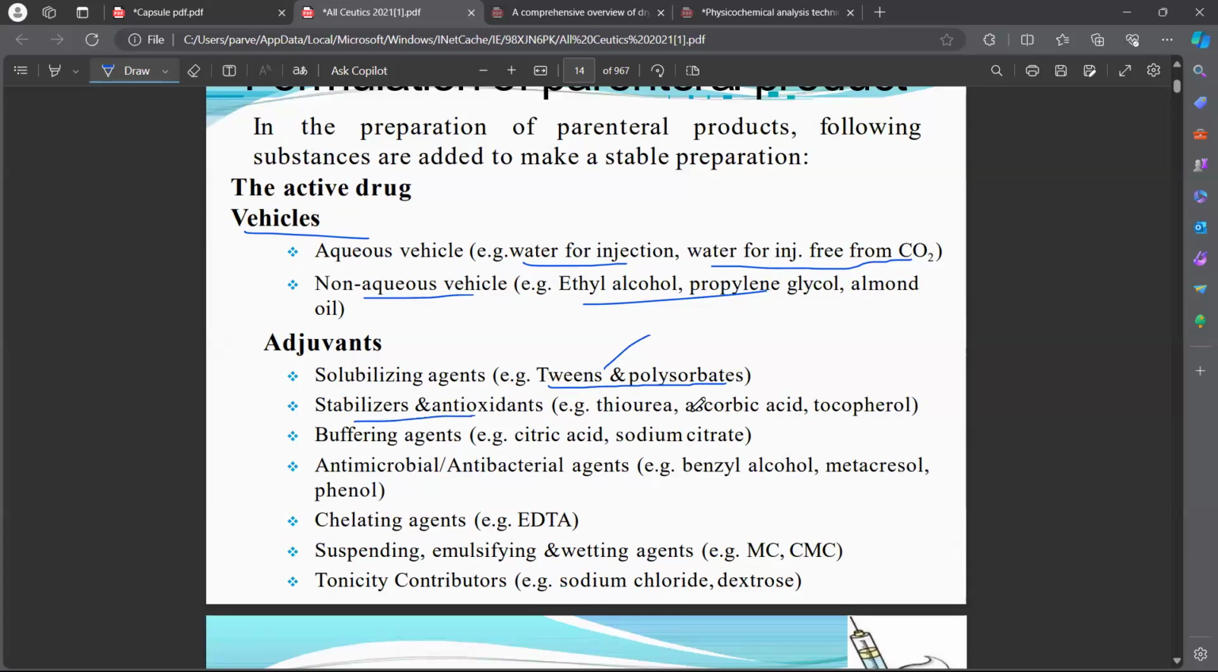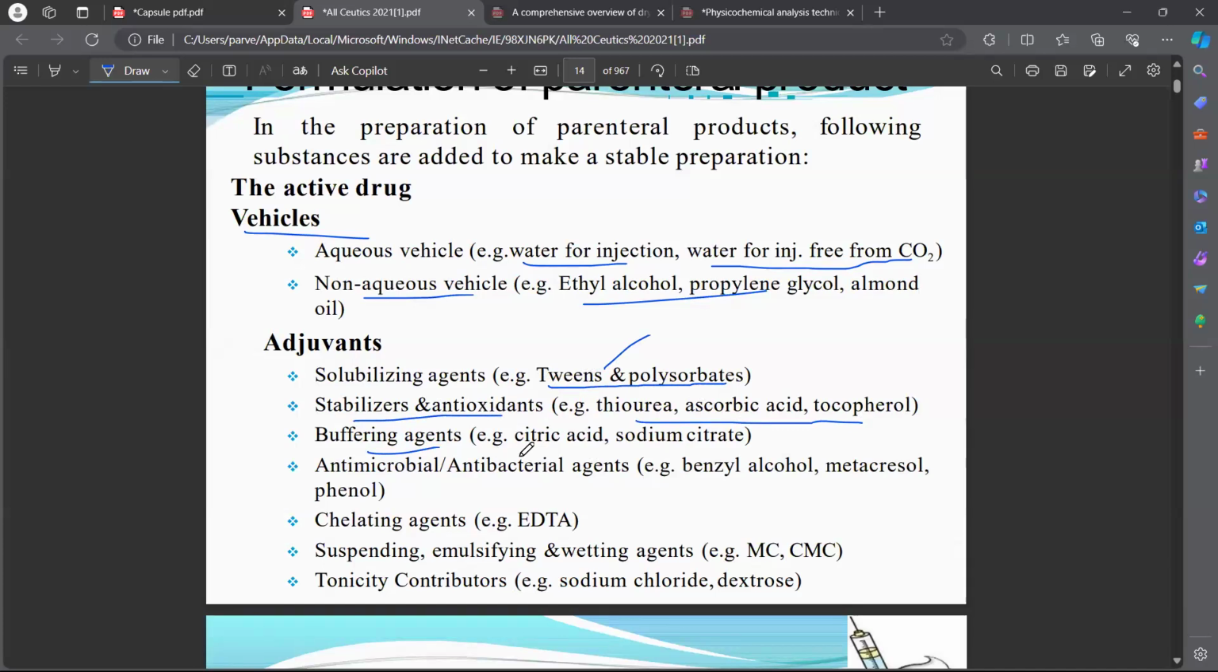Next, we can use stabilizers or antioxidants. These are a few examples which you know, guys. Next, buffering agents. Buffering agents are generally used to maintain the pH. Could you guys tell me which buffering agents are generally not used for injectables?